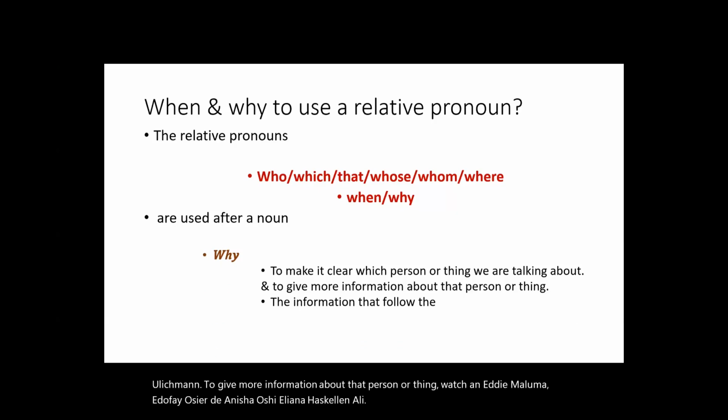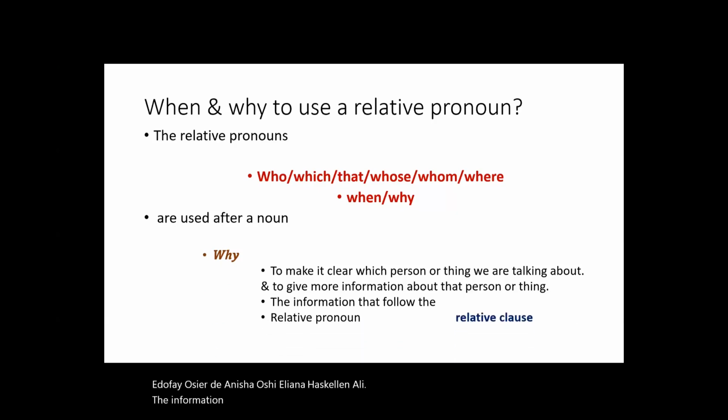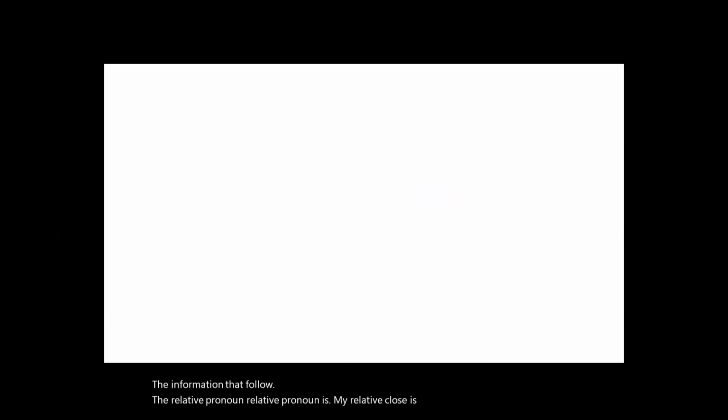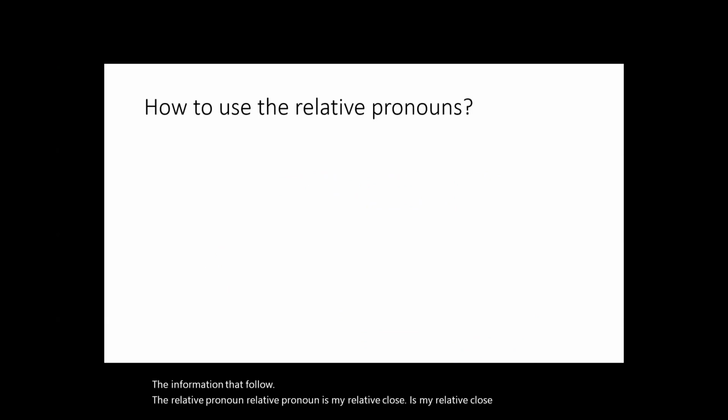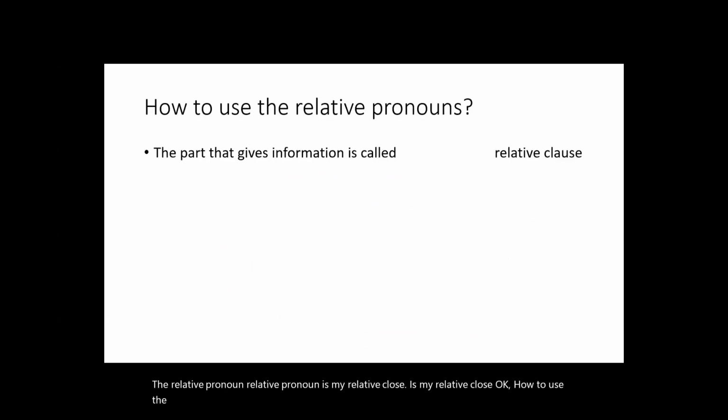The information that follows the relative pronoun, the information that comes right after the relative pronoun, is called a relative clause. What is it called? A relative clause. Okay. How to use the relative pronouns? Let's have a look at that. The part that gives the information is called the relative clause.